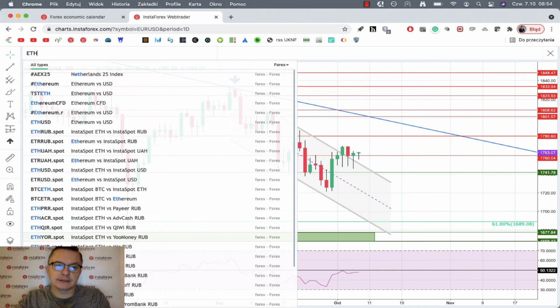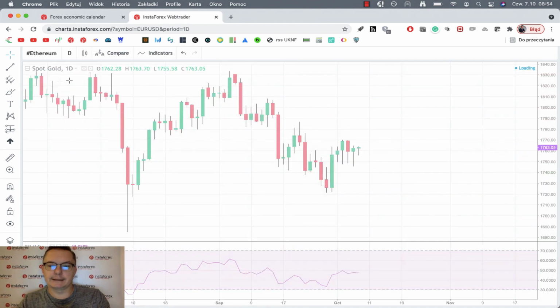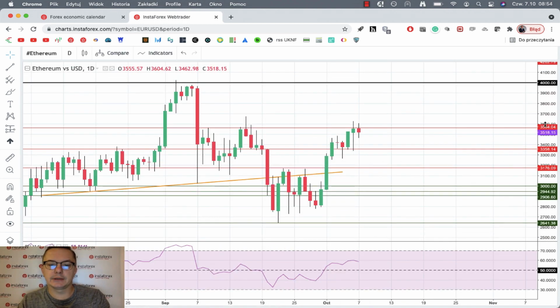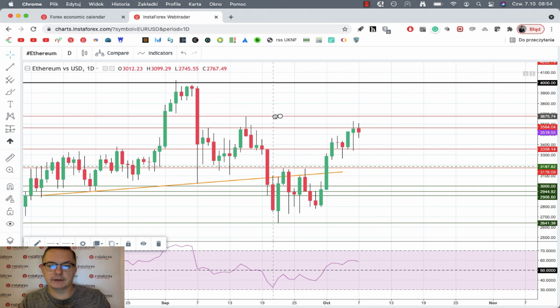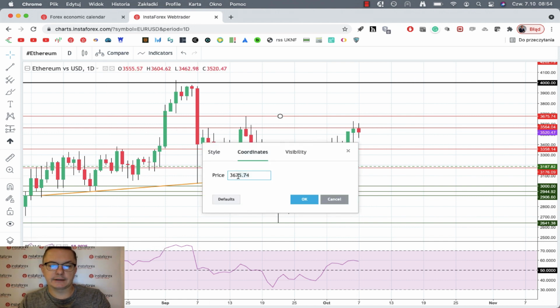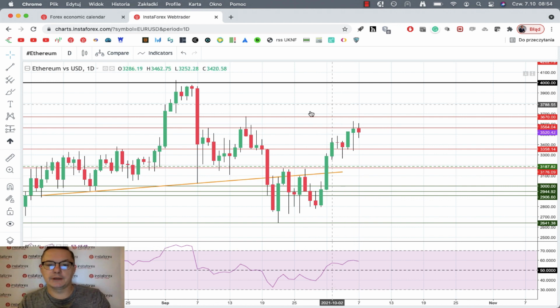And last but not least, the Ethereum market. What is Ethereum doing? As we can see, we had a very nice bounce towards the highs of the September. Let me just put it on the chart. This high was on the level around 3,670. So let's just make it clear that this is that level. There you go. 3,670, and this is the level of resistance for the bulls now.